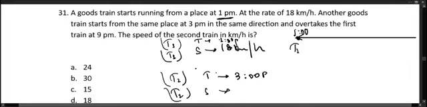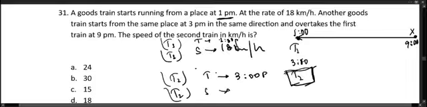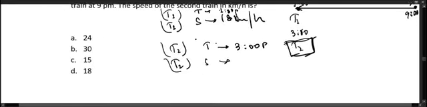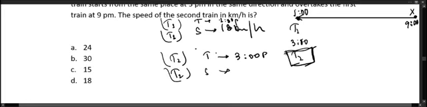Let me first draw the diagram. Train 1 starts its journey at 1 and train 2 starts its journey at 3. This is train 2, and both will meet at point X at 9 p.m. Again we have to find the speed of T2, and we have already discussed how to find the speed of any object in the first question.